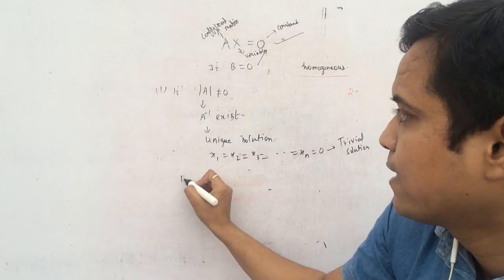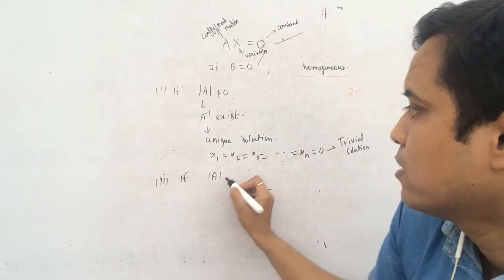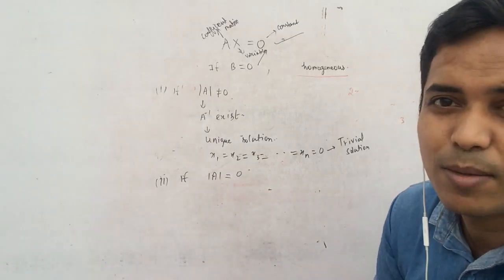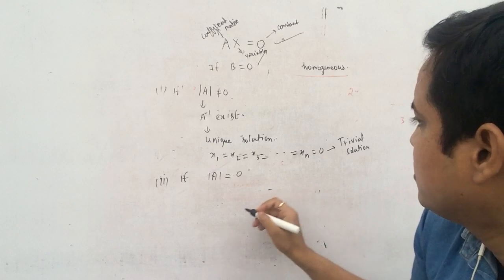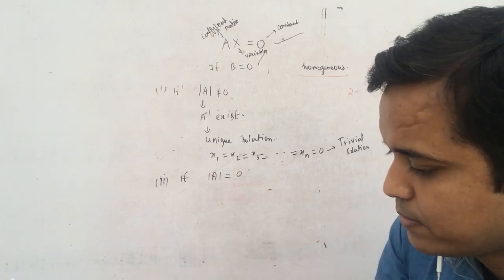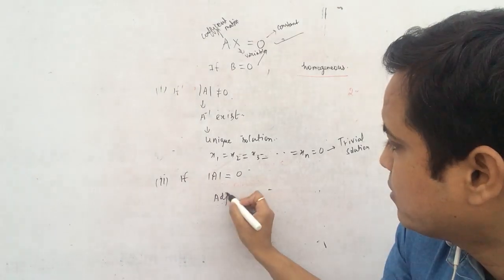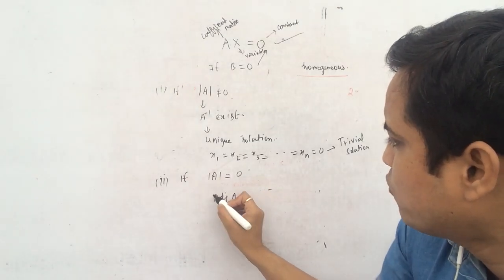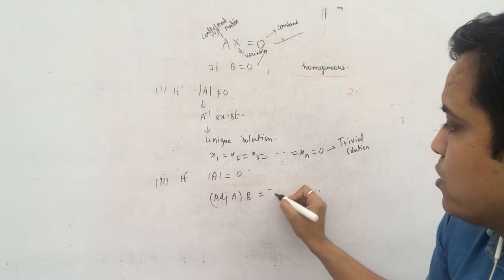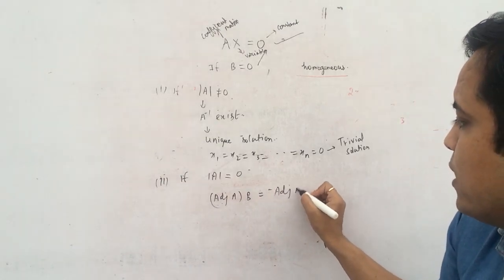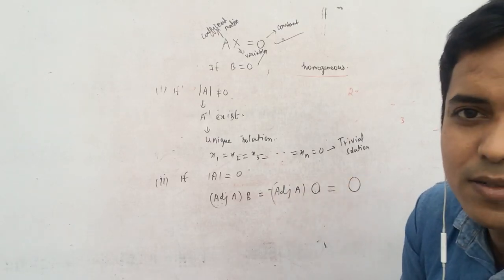The second case: if the determinant of A equal to 0, then what would happen? Then it would have infinitely many solutions. How? You don't need to find anything. Adjoint of A into B would be, in this case, what? Since B is the 0 matrix, it would be the 0 matrix here.